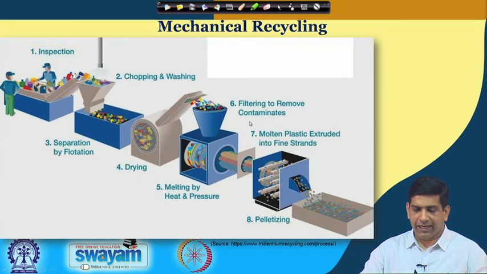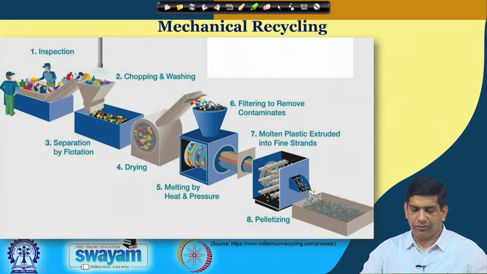So, if you look at mechanical recycling, you can inspect different types of plastic, and then you try to separate them out. Those plastics will have some dirt associated with them, some things which need to be washed out. So, you do the washing as well as chopping. After washing and chopping, since you washed it, it will get wet, so you use a drying method. So, you dry it, then melt it by heat and pressure.